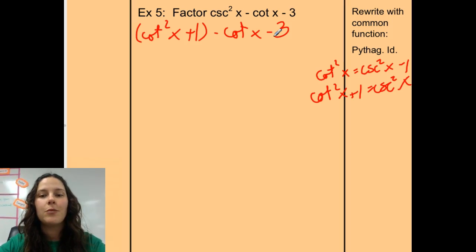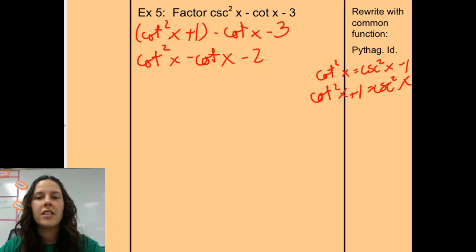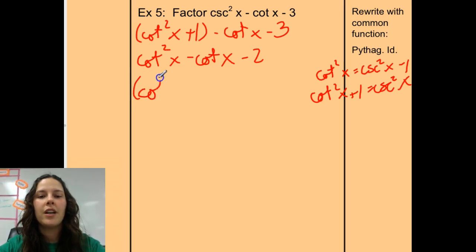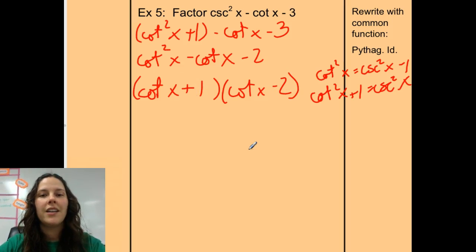So grouping this with like terms, our plus 1 and our minus 3, as well as putting this in standard form, we've got our cotangent squared minus cotangent minus 2. And then we'll think t-chart, what multiplies to a negative 2 and adds to a negative 1. Only this time, instead of having just x as our first term, when we factor this into the binomials, we'll have the cotangent of x. So 1 times 2 is 2, and negative 2 plus 1 gives us the negative 1 for our middle term.